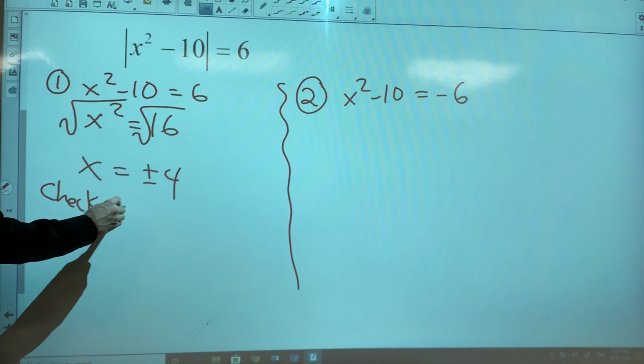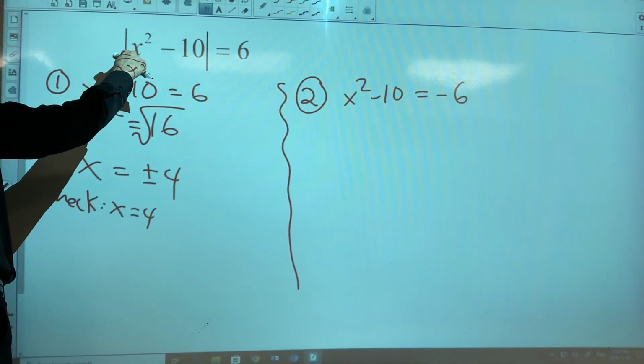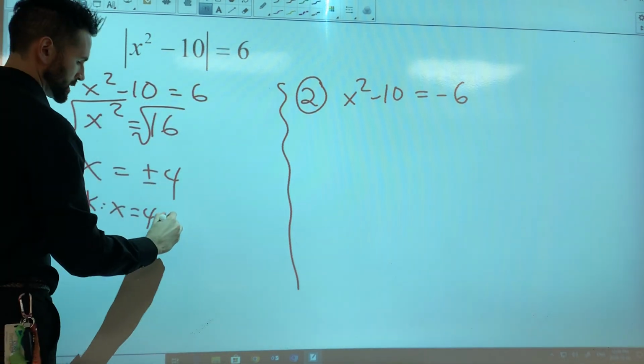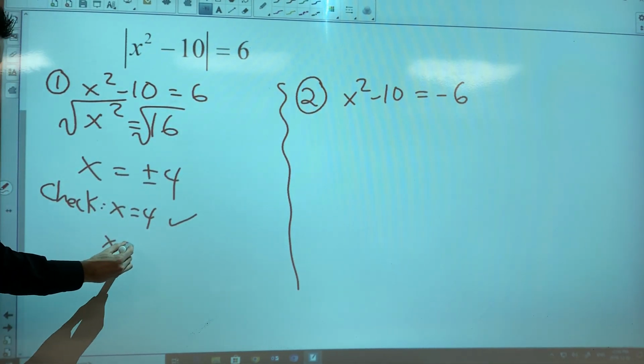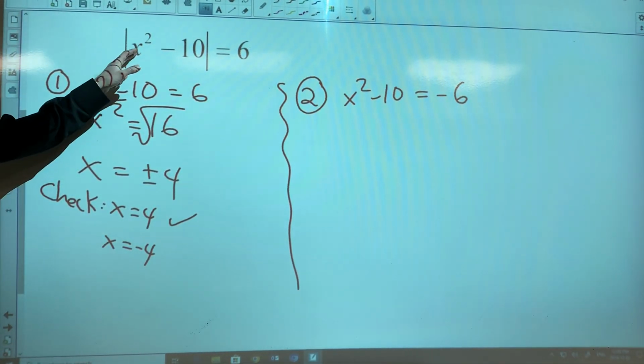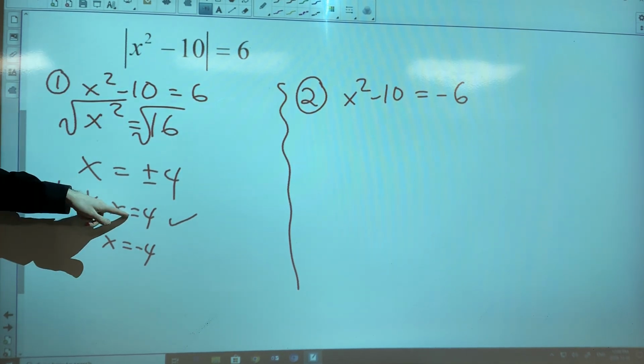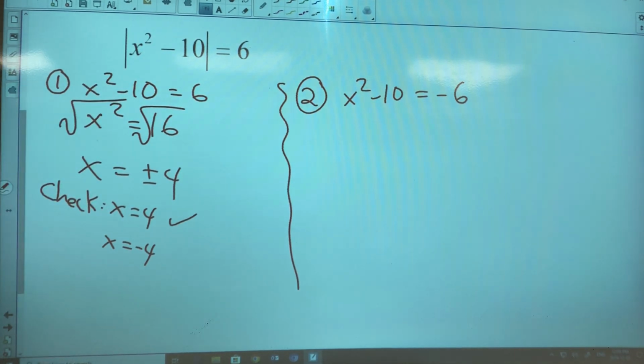If I check x equals 4, I'm plugging in 4, so I'm getting 16 minus 10, which is 6. Absolute value of 6 is 6. If I plug in negative 4, I've got negative 4 squared, so it becomes positive 16. So now it's exactly the same as this one, right? You just get 16 minus 10 is 6. Absolute value of 6 is 6. Both work. Remember, you gotta check them, right? So we've seen questions where solutions didn't work. You must check them. It's not obvious if they're gonna work or not.